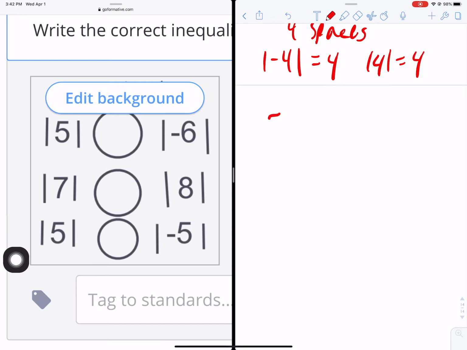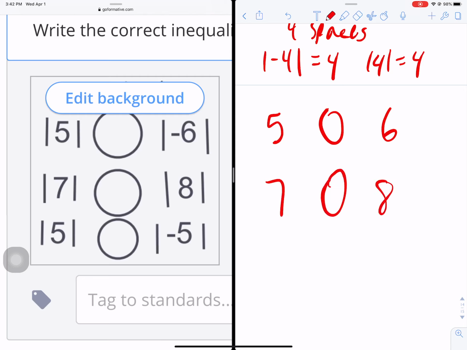So really what you're looking at is, what is 5 and 6? What is 7 and 8? What is 5 and 5? That's really what you're looking at. You got to put your inequalities in there. And if you understand that, then this part will be easy for you, assuming you know less than, greater than, and equal to. Okay.